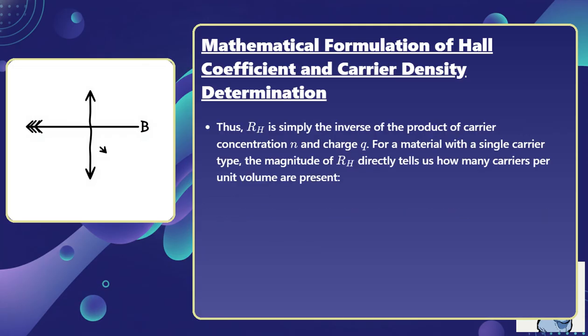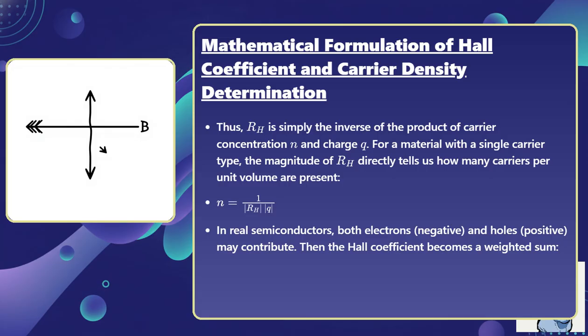Thus, R_H is simply the inverse of the product of carrier concentration N and charge Q for a material with a single carrier type. The magnitude of R_H directly tells us how many carriers per unit volume are present. N equals 1 divided by the absolute value of R_H times the absolute value of Q.